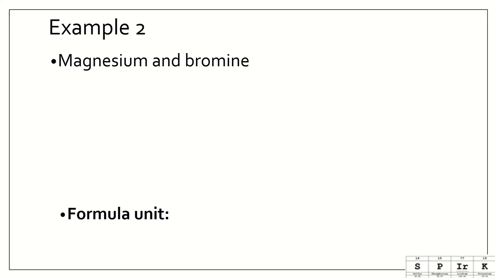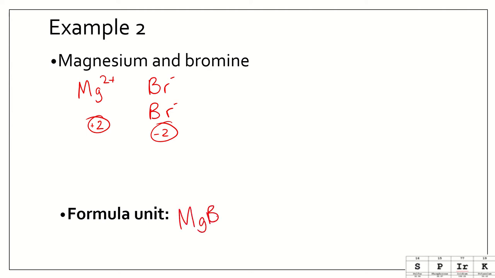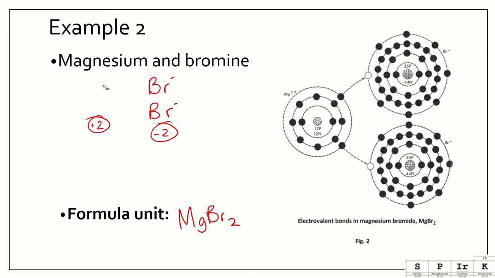Magnesium and bromine is another good one to look at. So we can do this a few different ways. We can look at their charge. We know that magnesium is a 2+, and bromine is a 1- because it's in group 7. So if you think, how do we get these to balance out? Well, we must need another bromine. 2 bromines gives us overall -2. 1 magnesium gives us overall +2. Together, these balance out, giving us MgBr2.